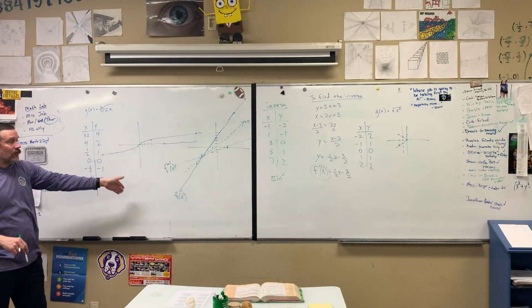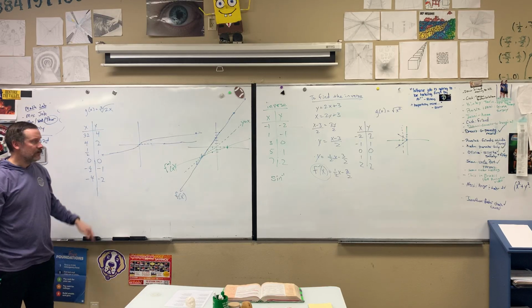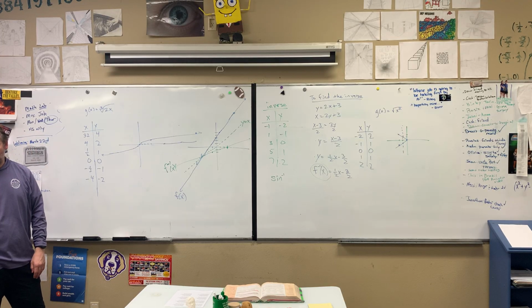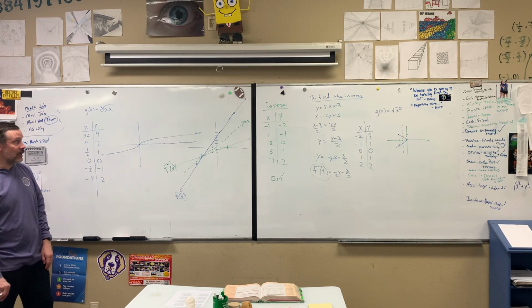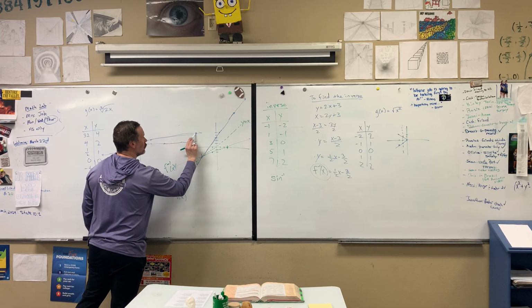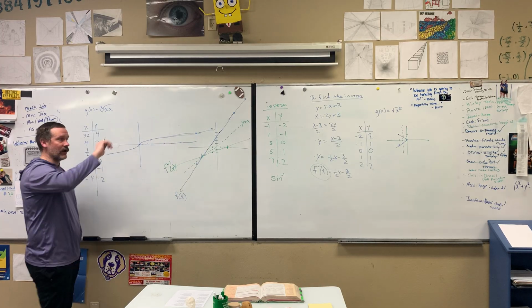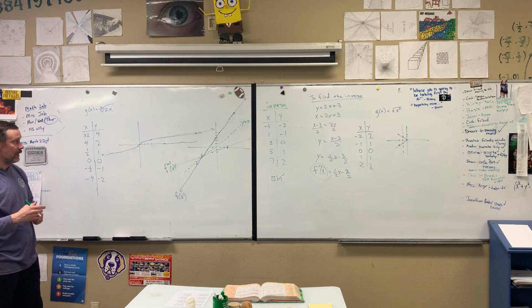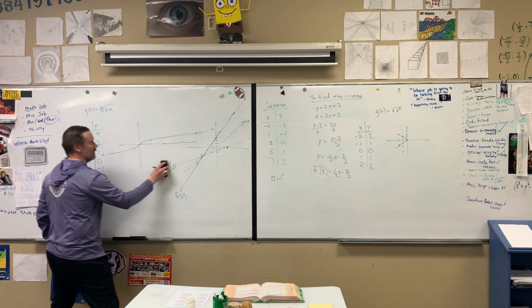Does it pass the vertical line test? Yes. Does it pass the horizontal line test? I'll give you a pro tip: yes, it does. Even though it looks like it may go horizontal, it's slowly going up. So does it have an inverse? Yes. So it is one-to-one. It does have an inverse.